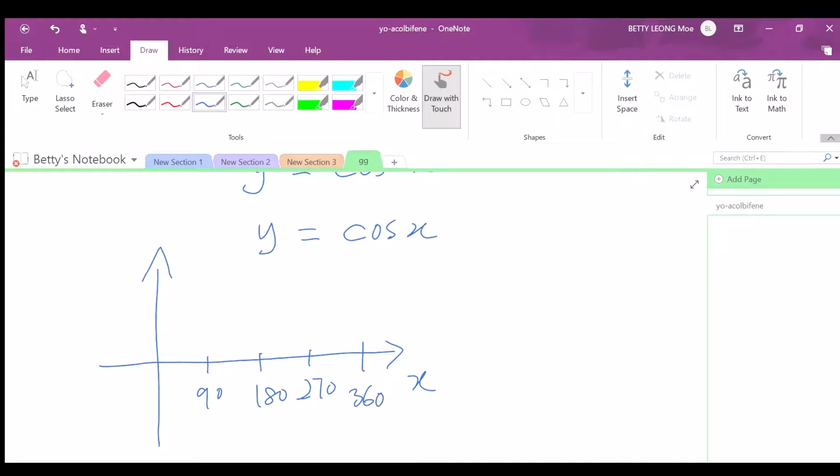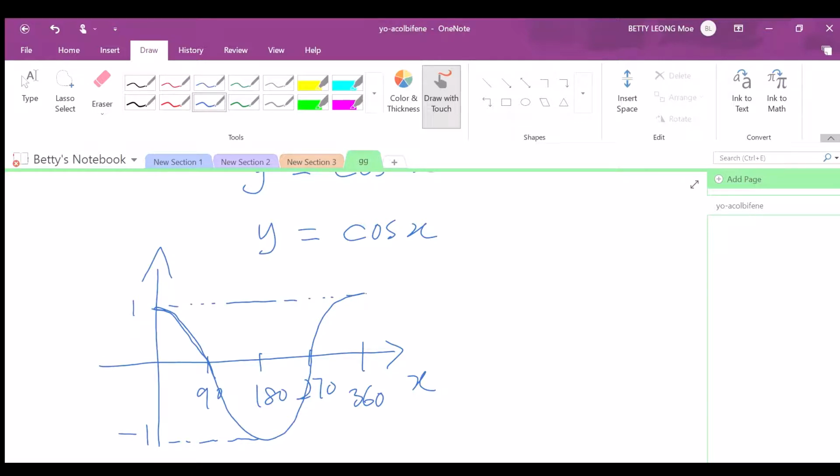Okay, for cos graph, you'll start here at 1. You'll start here and you'll pass through your 90, and then it'll be like this. Here your minimum value will be -1, and at your 360, the value also will be 1.